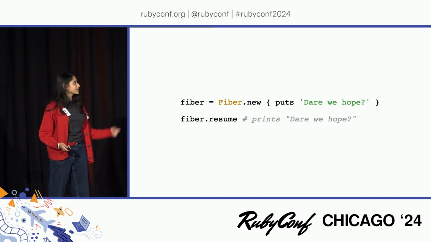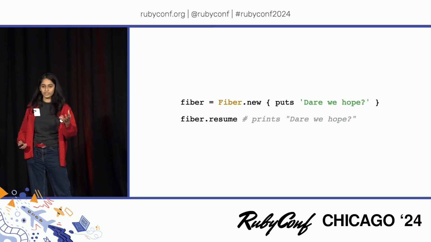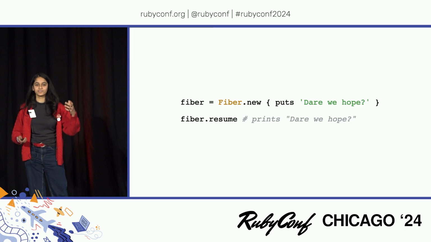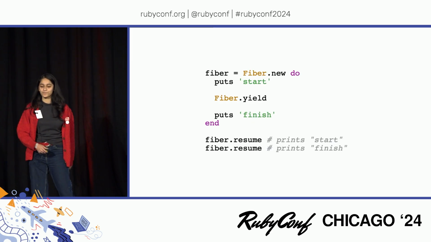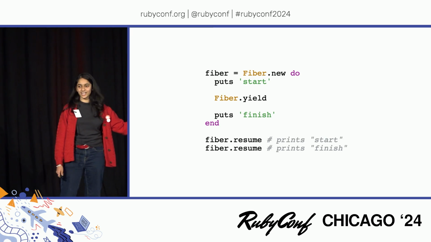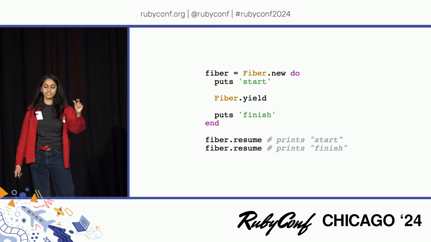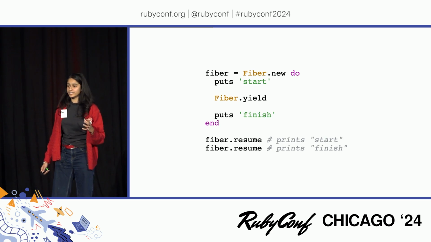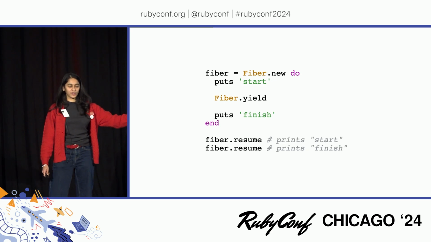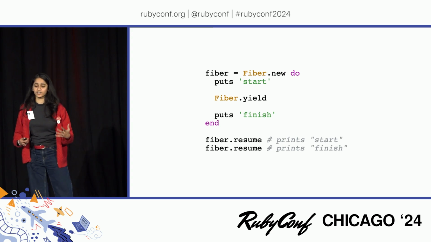In this example, we create a fiber instantiated with a code block that prints "dare we hope," and calling fiber.resume resumes the execution of this code block, thus printing "dare we hope." For a more substantial example, here we create a fiber that's instantiated with a code block that prints "start," calls Fiber.yield, and prints "finish." The Fiber.yield method can be used to pause the execution of a block while we do some other work, and then resume the execution of the block later on, kind of like an around filter.